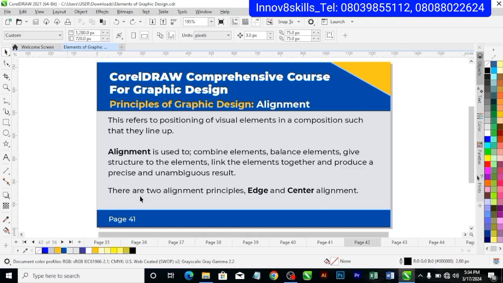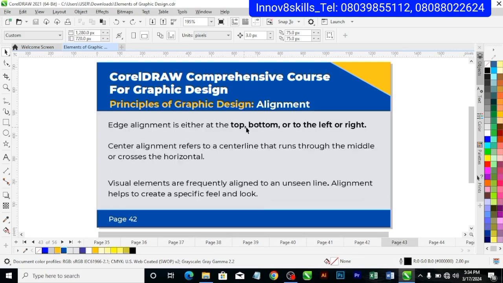Okay, so now we have alignment. It refers to the position of visual elements in the composition so that they line up. You can see the uses of it: it links elements together and produces a precise and unambiguous result. It balances elements and gives structure and order. So when you look at alignment, we have two basic alignment principles: the edge and center line alignment. The edge alignments are the top, bottom, left or right, and the center refers to the center line that runs through the middle, either horizontally or vertically. And when they are talking about alignment, they are aligned to an unseen line.